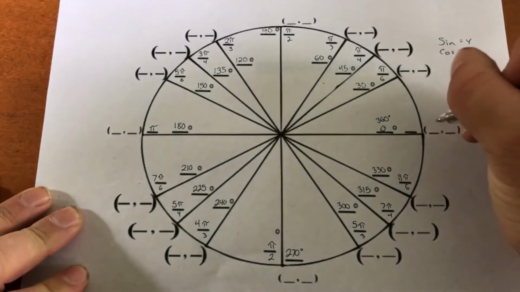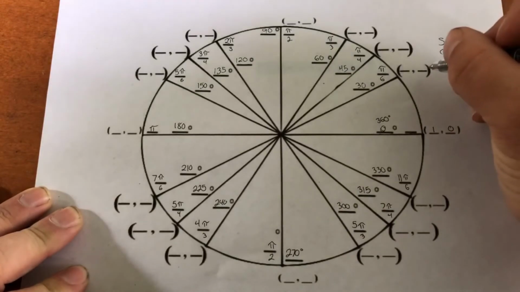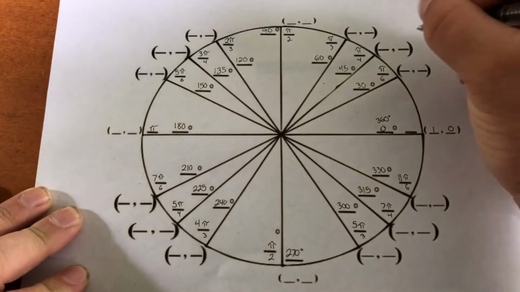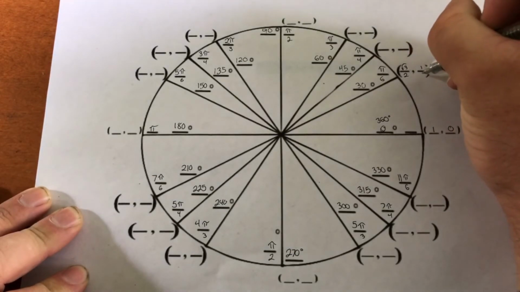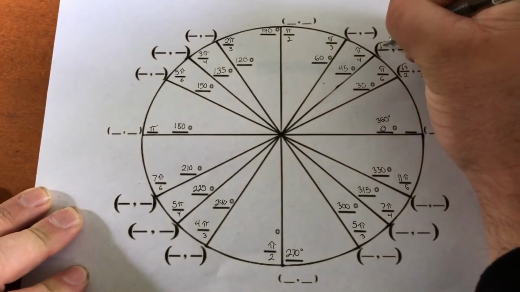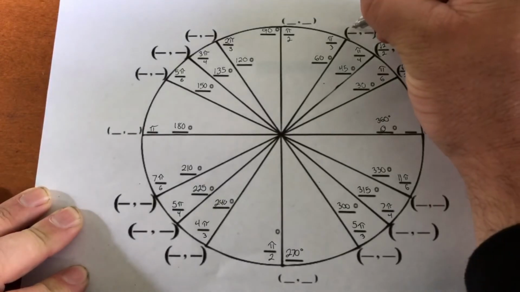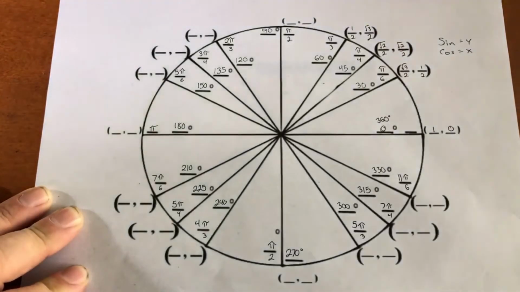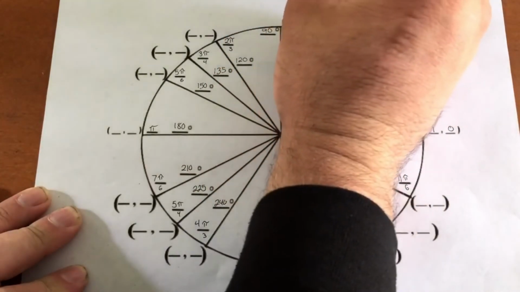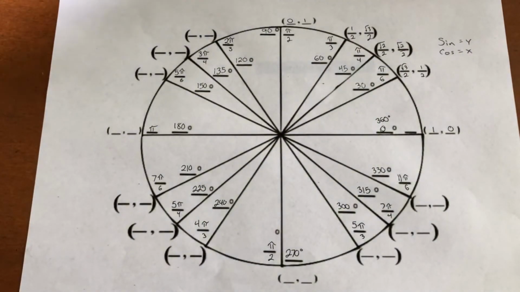When I did 0 degrees, my y value is 0, my x value is 1. When I did 30 degrees, my cosine was root 3 over 2, and this was 1/2. For 45 degrees it's root 2 over 2 and root 2 over 2. For 60 degrees, it'd be 1/2, root 3 over 2. And for 90 degrees, my sine is 1, my cosine is 0. Every one of those I got from that table we made a second ago.